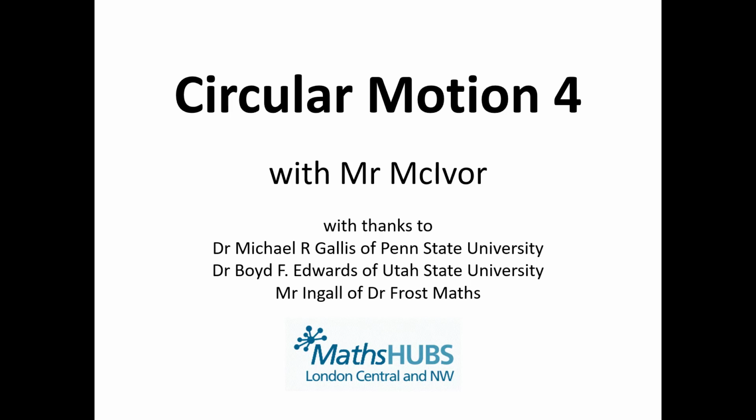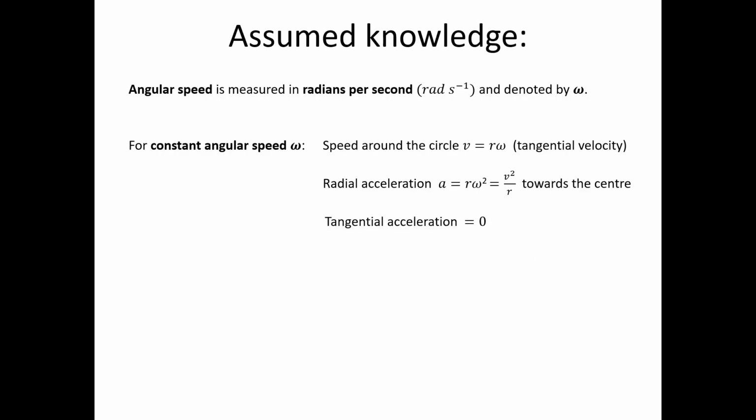Today we're looking at vertical circular motion. First of all, a quick recap of what you need to know. I'm presuming you already know everything about horizontal circular motion, and in particular, circular motion with constant angular velocity. To make sense of stuff in a vertical circle, you also need to be familiar with these two equations, which I'm sure you are. So let's move straight on to vertical circular motion.